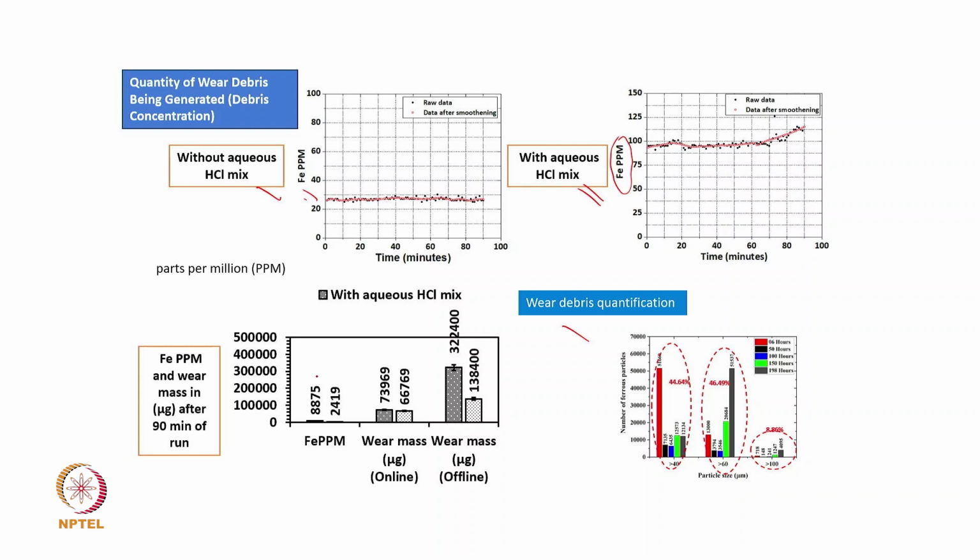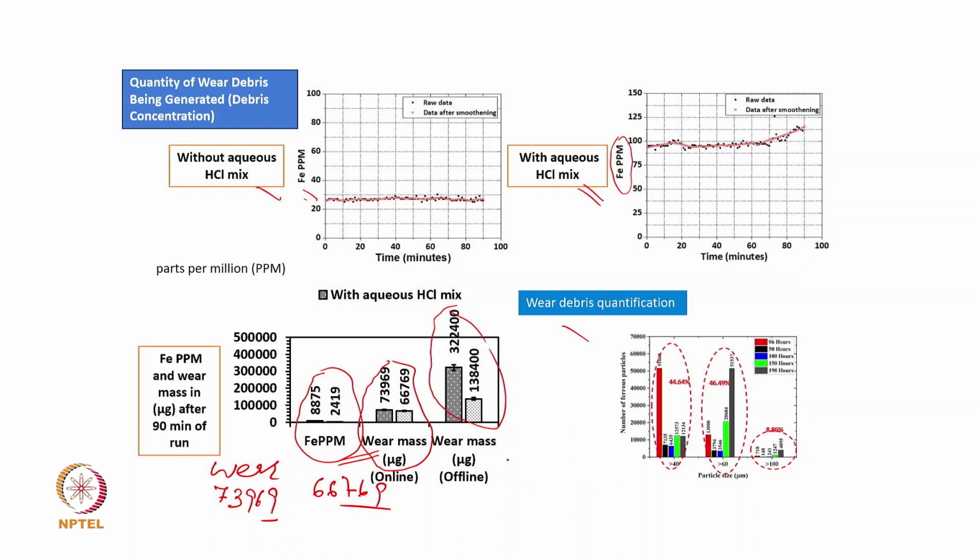Now here we are showing first the Fe ppm level in these two cases, with and without HCl, then the wear mass, that is the change in the mass, and then the mass in the offline case. So there are two different things. One, when we are measuring using wear debris analysis, the mass with HCl is something like 73969, but without HCl it is 66769. So there is a difference.